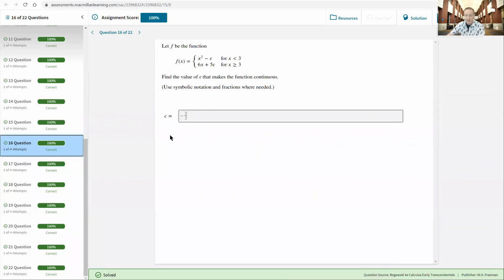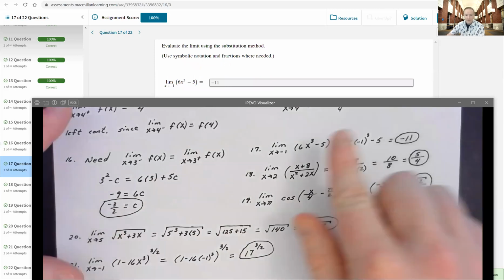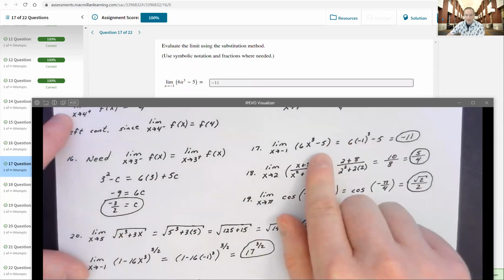Gorgeous problem there. I like that one. So you're finding the value of c at which makes the left-hand limit of the top function equal the right-hand limit of the bottom function as x approaches c. Now, the last few problems get super quick. You can see it didn't take me any time at all to work them.